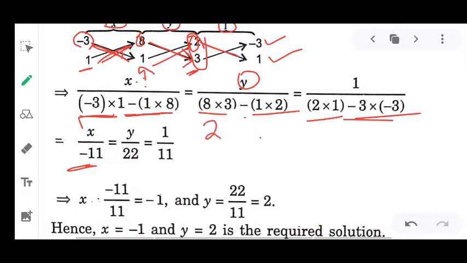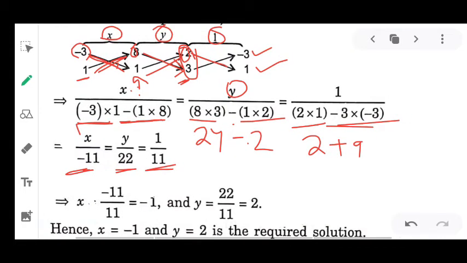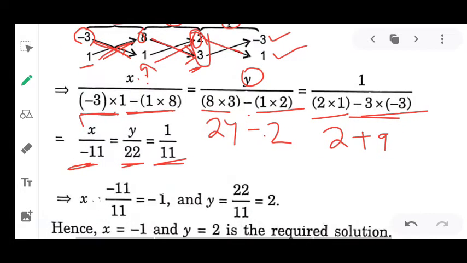8 into 3 is 24, minus 2, so y by 22. Here 2 into 1 is 2, then minus 3 into minus 3 plus 9, so 1 by 11. Now x will be, x by minus 11 equal to 1 by 11.